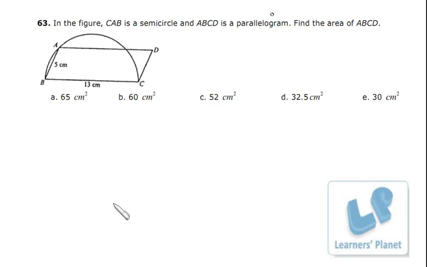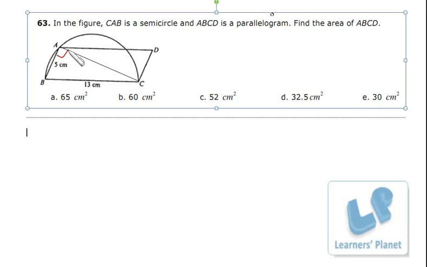Now in the figure, CAB is a semicircle and ABCD is a parallelogram. Find the area of ABCD. Okay, first of all, what we do, see BC is the diameter. So first of all, I join points A and C. Now this is 90 degrees. Angle in a semicircle is 90 degrees. So this is 90 degrees.